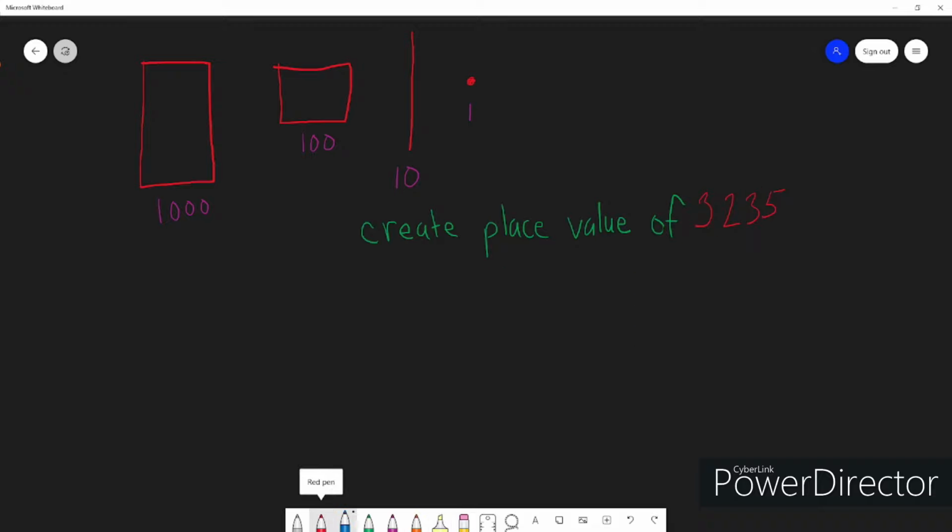Our last question asks us to create a place value chart of the number 3,235. And as with the previous ones, we have to pay attention that the 3 is in the thousands spot, the 2 is in the hundreds spot, the 3 is in the tens spot, and finally the 5 is in the 1 spot. So knowing that the first 3 and the farthest left is 1,000, we need 3 thousands, because the value of that 3 is 3,000.